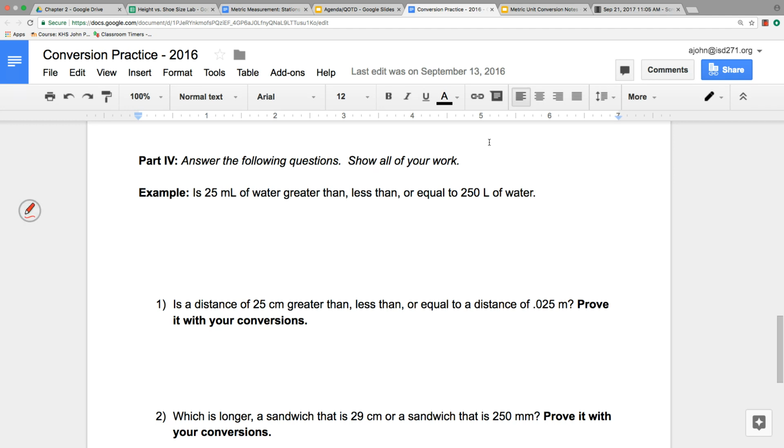So again, this is a conversion comparison. So is 25 milliliters of water greater than, less than, or equal to 250 liters of water? Again, my problem is I've got milliliters and liters. I can't compare those till they're the same. So I'm going to take my 25 milliliters, and I want to know how many liters. Sorry, that should be an L. How many liters that is. So I need my number line. King Henry Died By Drinking Chocolate Milk.